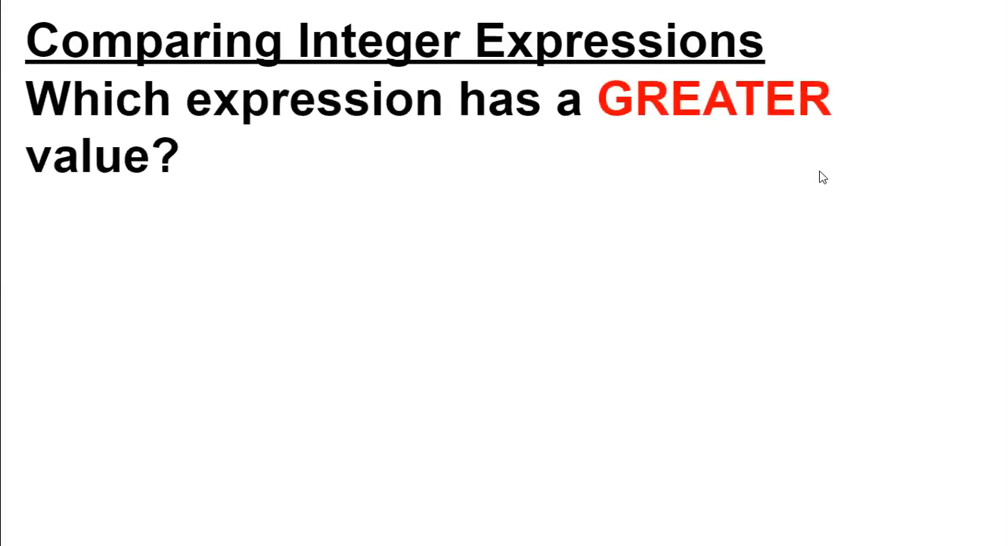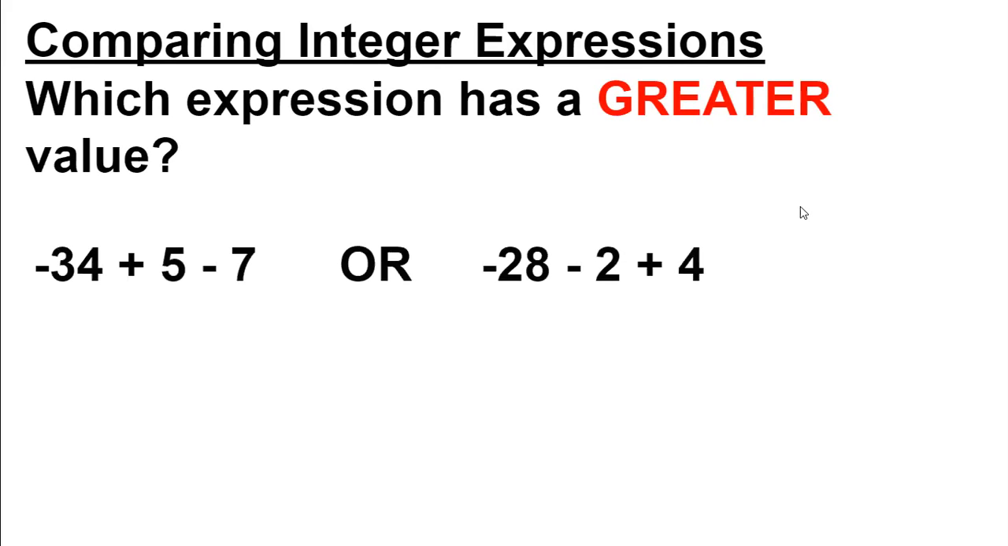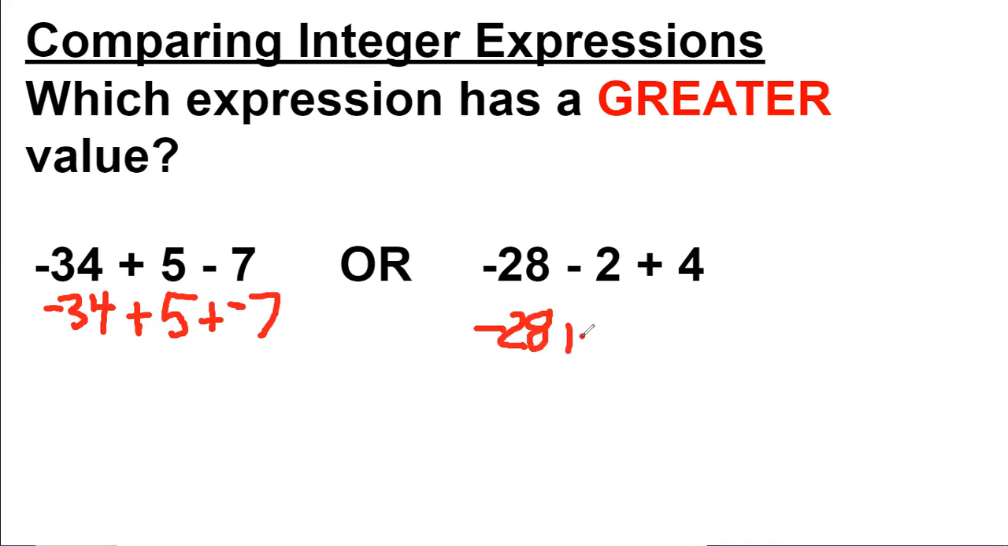Welcome back. We're going to continue to compare integers, this time with expressions. We've been doing that all along. Which expression has a greater value? Negative 34 plus 5 minus 7 or negative 28 minus 2 plus 4? Well, we have to figure that out. So this is really the same as negative 34 plus 5 plus what? Negative 7, right? This is negative 28 plus negative 2 plus 4. If you want to rewrite it like that, it's always easier, I think.